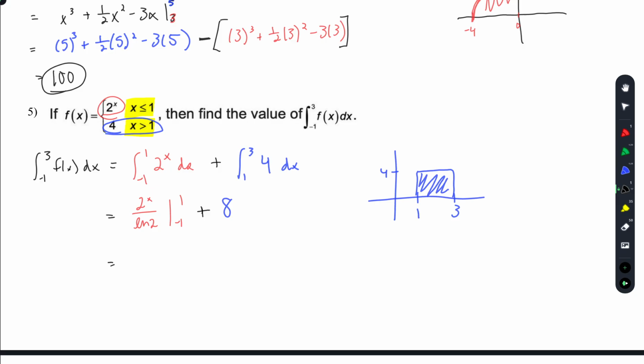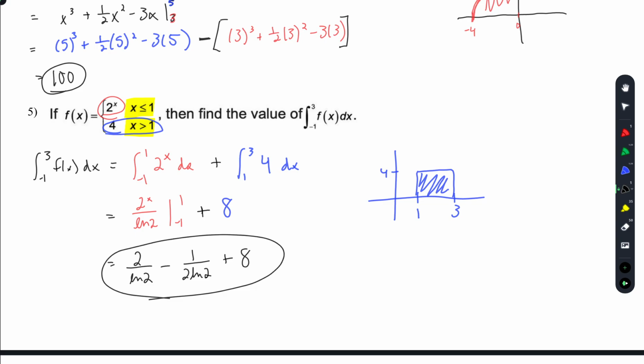I put that one on just because everyone forgets it. 2 to the 1 would be 2 over natural log 2, minus 1 over 2 natural log 2, plus 8. 2 to the -1, I threw it in the bottom. I don't think we'll be able to do all of these.